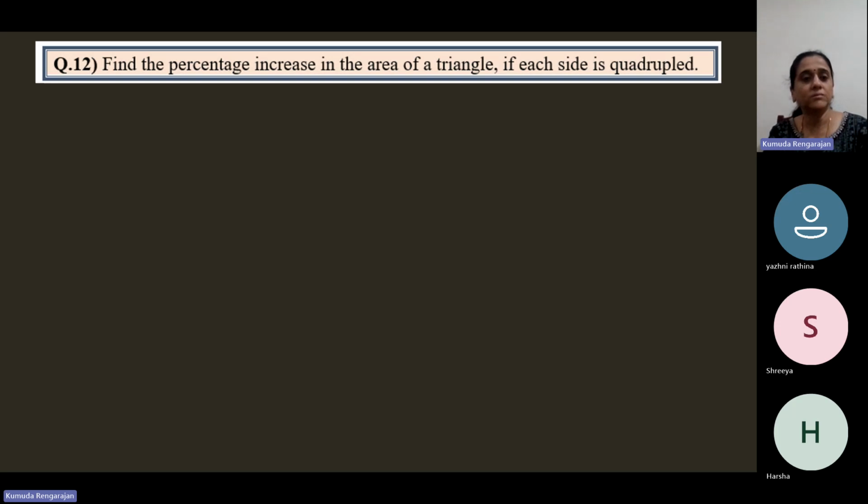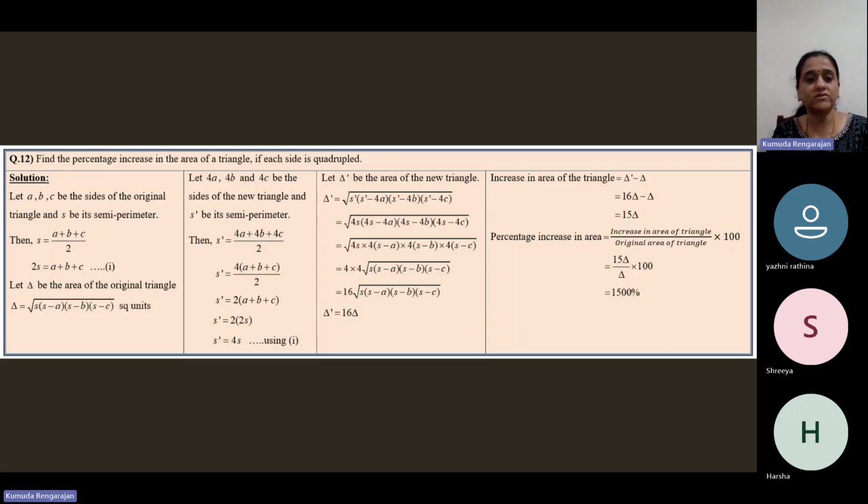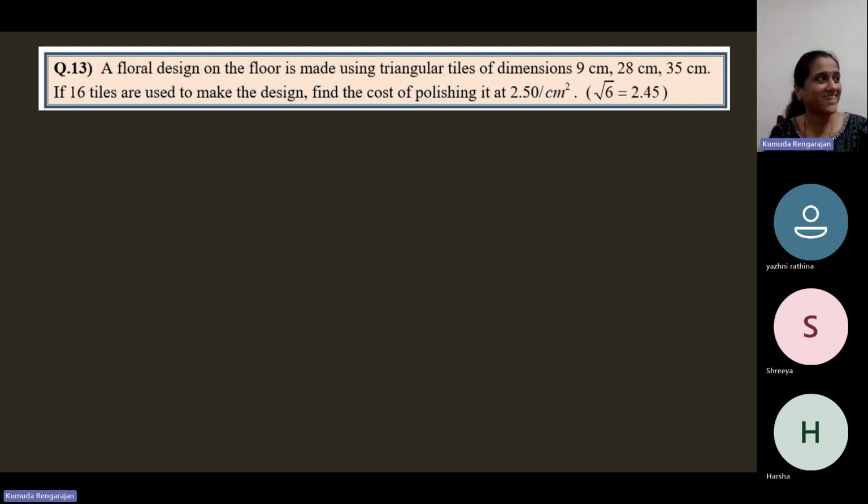So this is homework. Similar question. Find the percentage increase in the area of a triangle if each side is quadruplet, meaning it becomes 4 times. Quad means 4, so if each side is quadruplet, you should take 4a. Similar working, follow the same procedure.